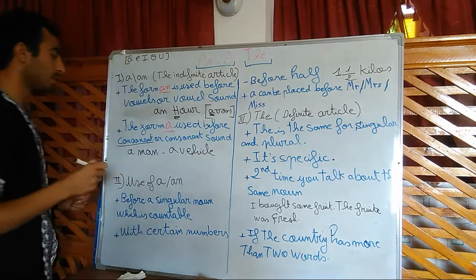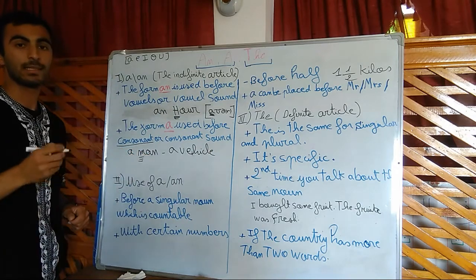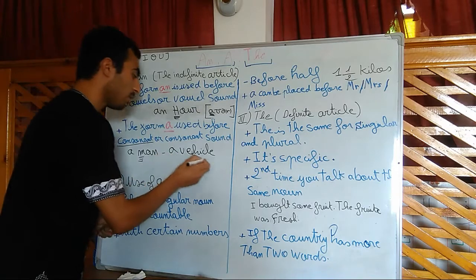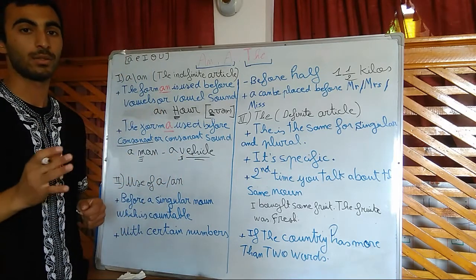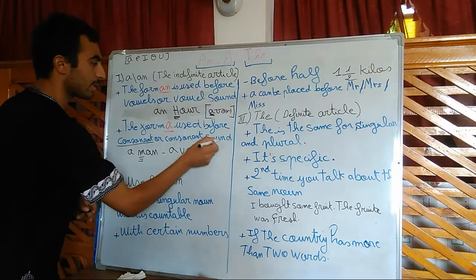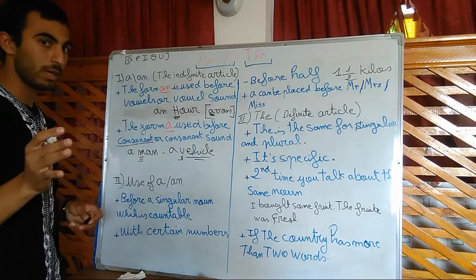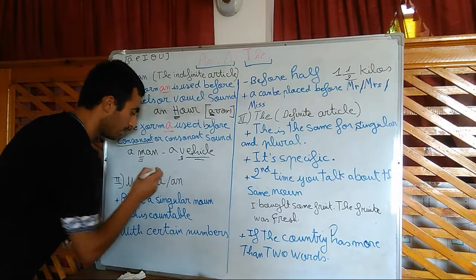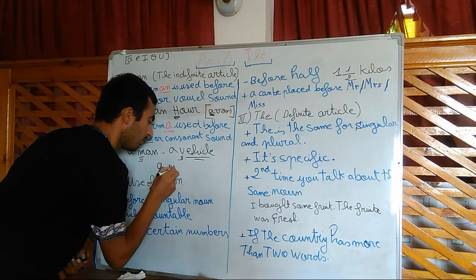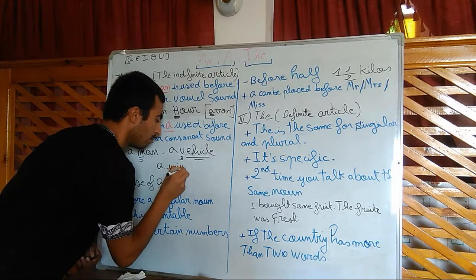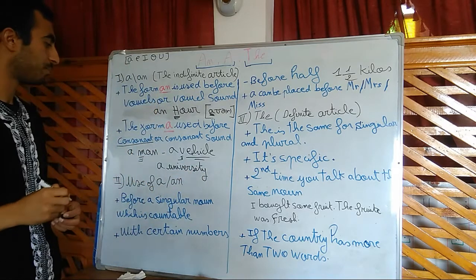So, another example: a vehicle. Here the word man starts with M, which is a consonant. And the word vehicle starts with V, which is a consonant too. Or a consonant sound. Here we have the same thing as with the vowel sound, but let me give you an example: a university.